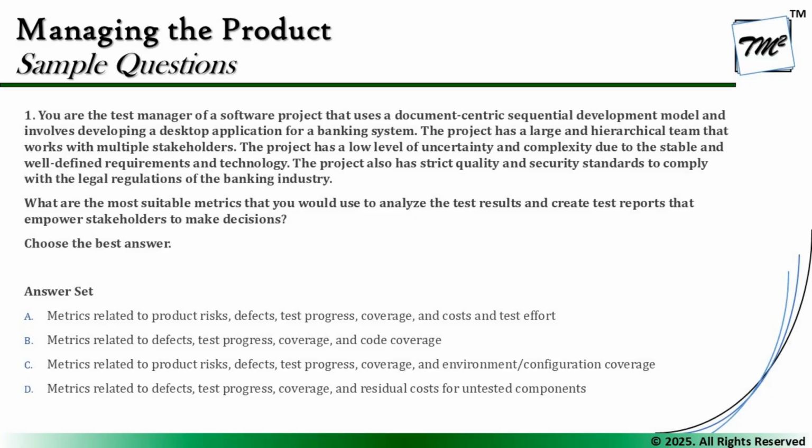And I'll add one more tip at the end. That is, option A says metrics related to risk, defect, progress, coverage, cost, and test effort. That's what we had as the primary dimensions. B says related to defects, progress, coverage, and code coverage.